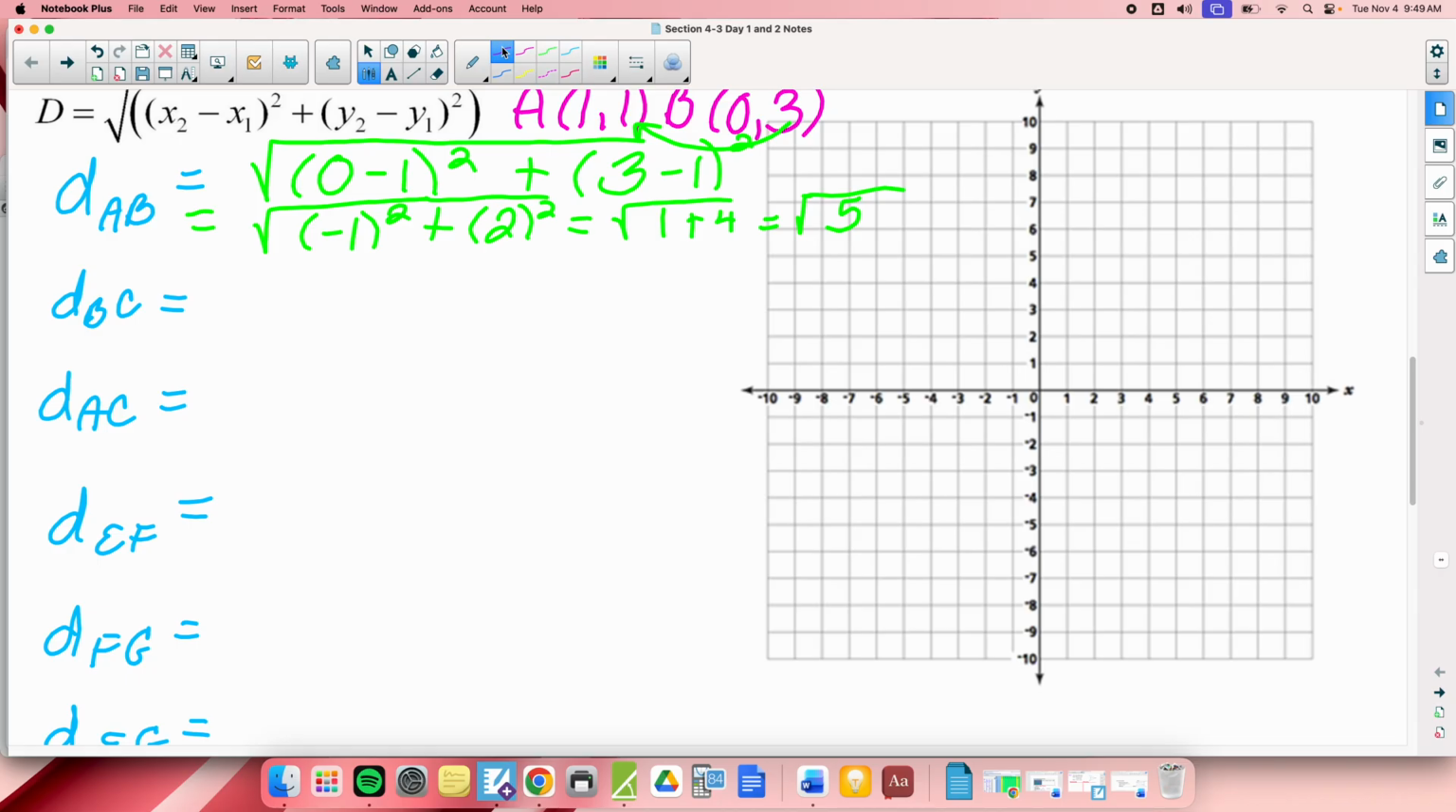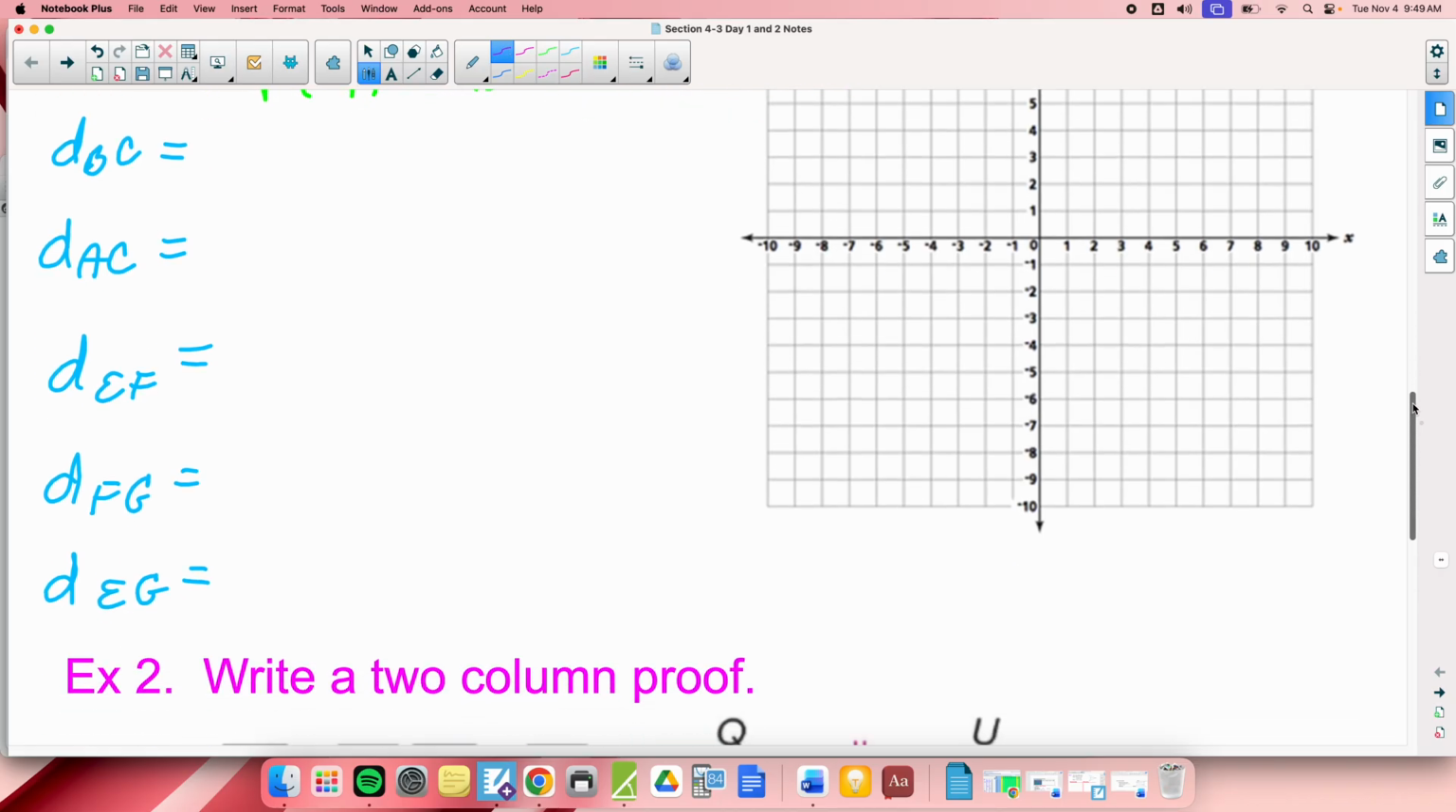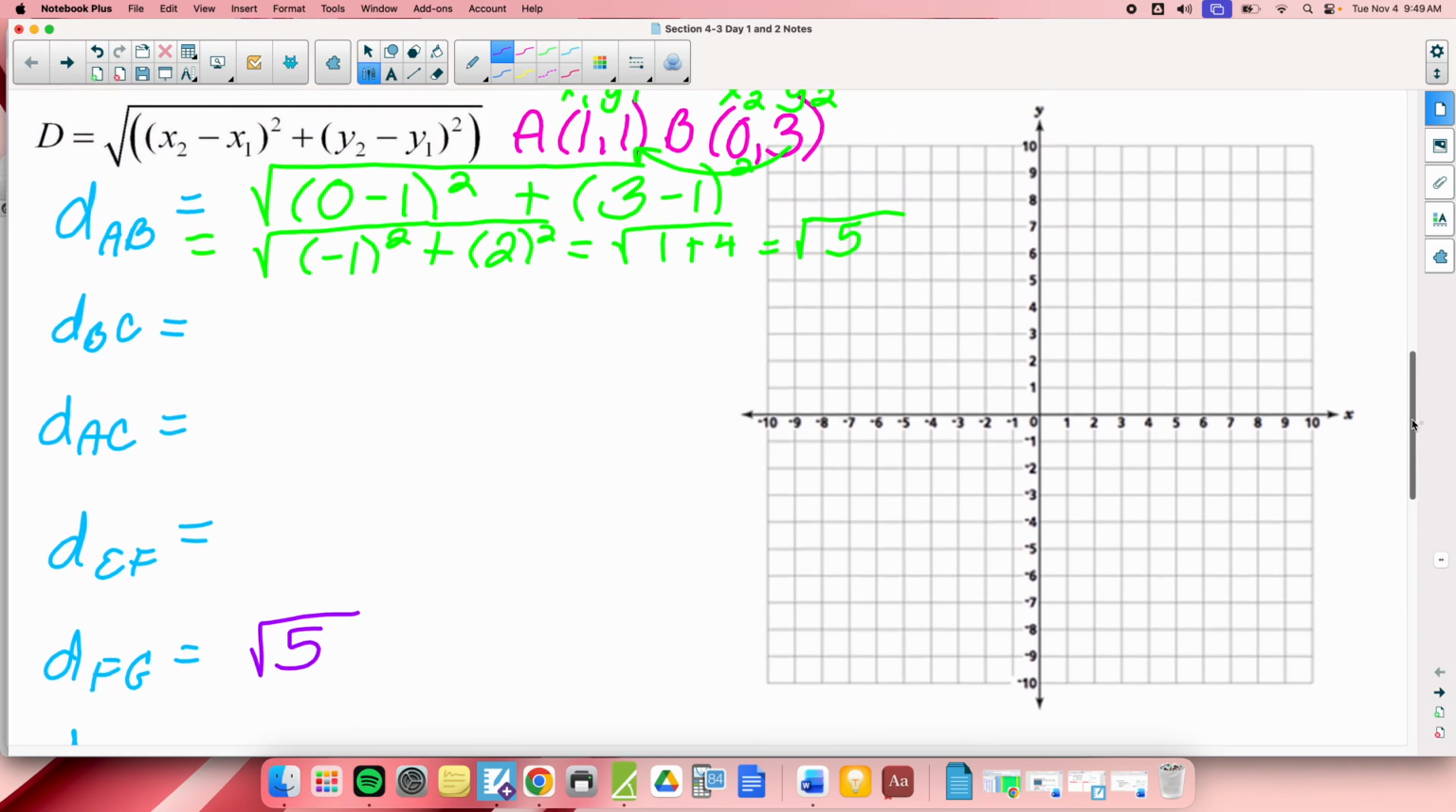If somebody in their row gets an answer, do you want to let me know? Suhaila, what did you do? For FG, we got the square root of 5. Okay. And that is good because that matches what we got, right? Anyone else have an answer? Which one did you do, Matt? EF? Yeah. EF, square root of 17? And that is correct.